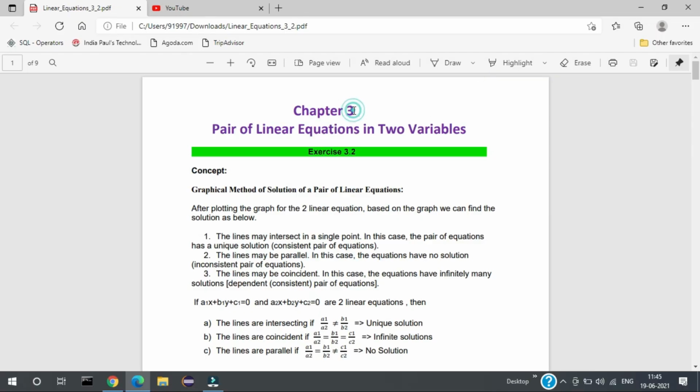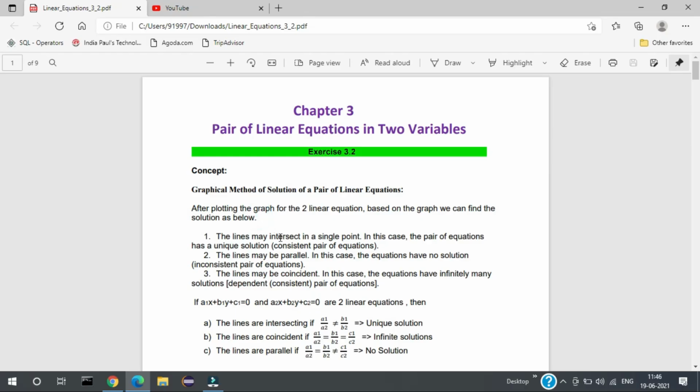Chapter 3: Pair of linear equations in two variables. Coming to exercise 3.2, concept: graphical method of solution of a pair of linear equations. After plotting the graph for the two linear equations, based on the graph we can find the solution as below.